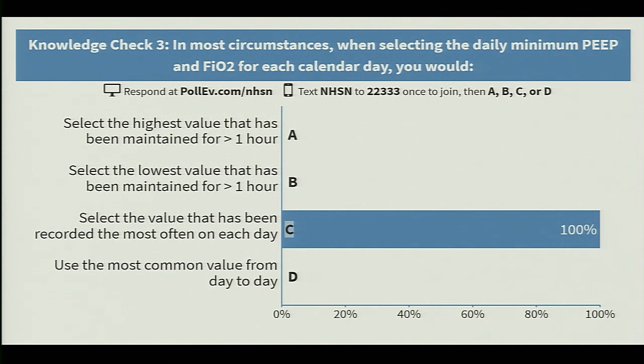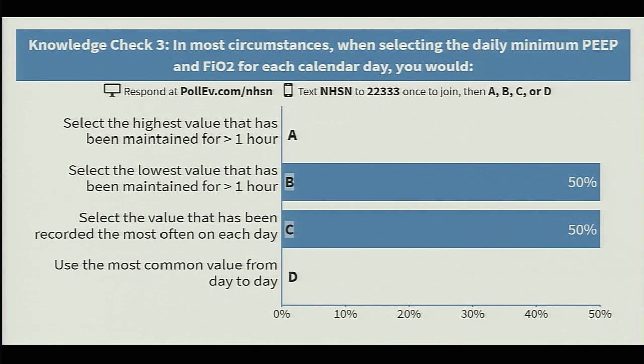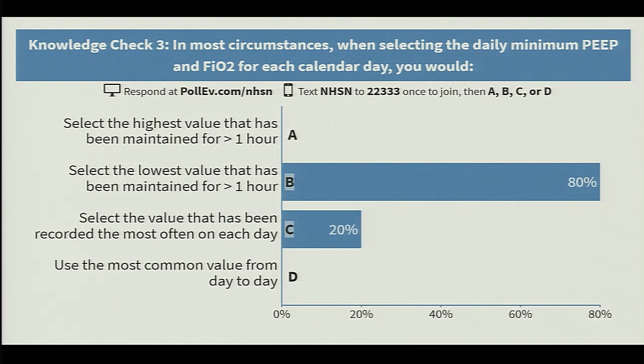Okay, and we have our next knowledge check. In most circumstances, when selecting the daily minimum PEEP and FiO2 for each calendar day, what would you do? All right, great. It looks like most of you selected B, which is correct. You would look for the lowest value that has been maintained for greater than 1 hour.